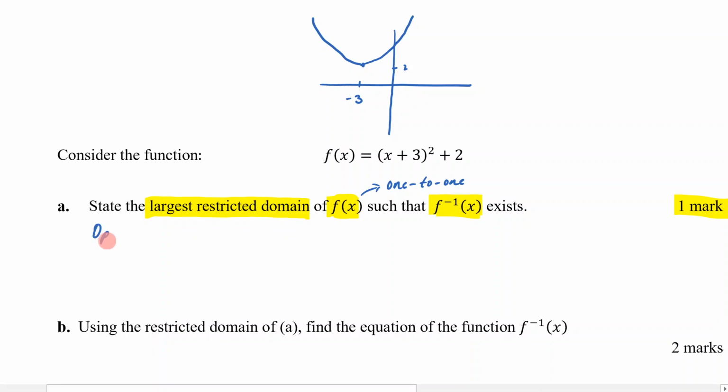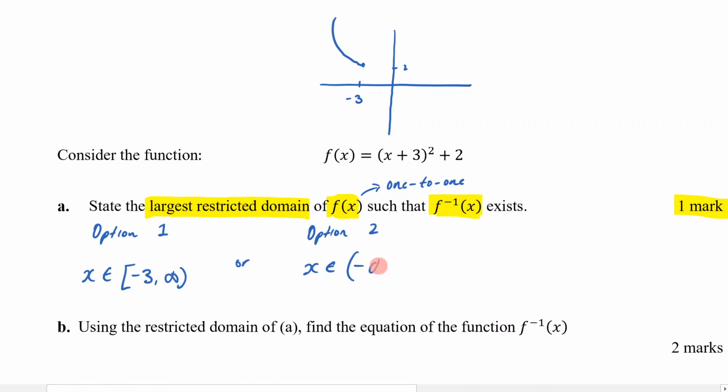So option 1 would be just considering this. So option 1 would be x is an element of -3 to infinity. Remember, you're after the largest restricted domain, so that means you have to include -3 in order for it to be the largest. Or your other option, option 2, would be, instead of considering this part of it, you consider that part of the graph, in which case you would be getting x is an element of -infinity to -3, including it.